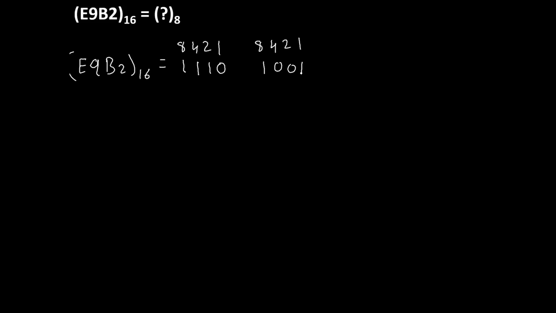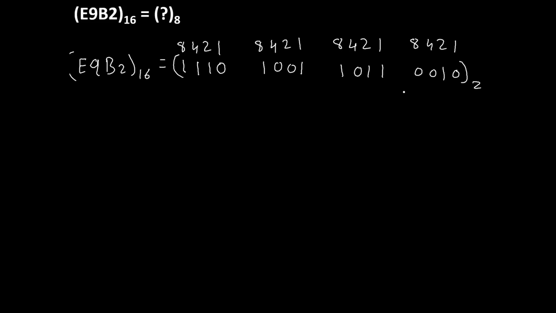Then we will write the code for B. Now A is 10 and B is 11. So for 11, we will write the code using 8421. 8 plus 2 is 10 and 10 plus 1 is 11. Now finally for this 2, we will write the code using 8421. Only 2 is required; 8, 4 and 1 are not required. So we have successfully converted this hexadecimal number E9B2 to a binary number.